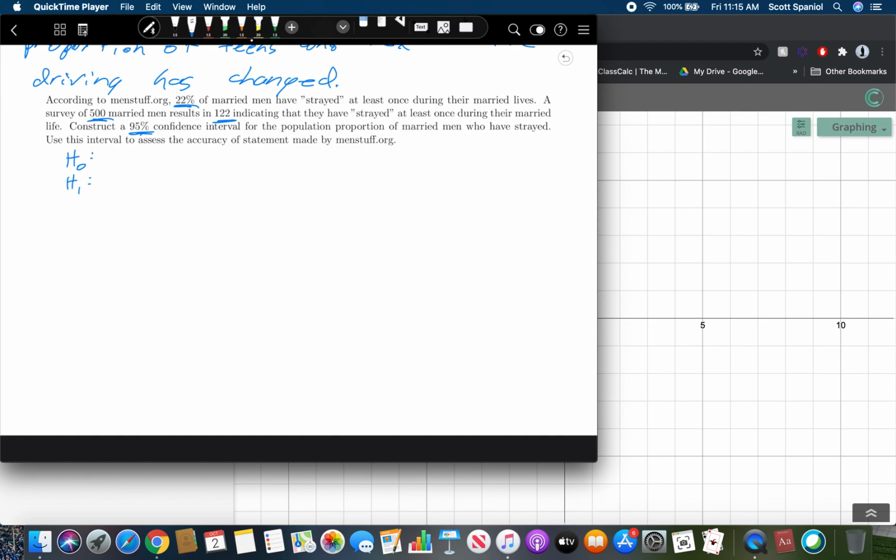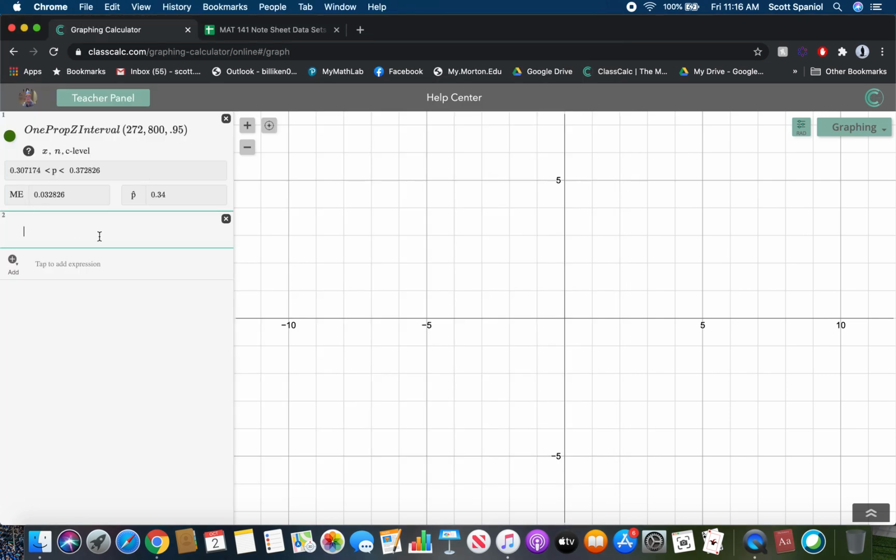Okay, so our null hypothesis is that P equals 0.22, and our alternate hypothesis, because it tells us to construct an interval, is P not equal to 0.22, with an x of 122 and an n of 500. Okay, so we put in the information it asked for. So x is 122, n is 500, and our confidence level is 95%, so 0.95. And so we get a confidence interval of 0.21 to 0.28.